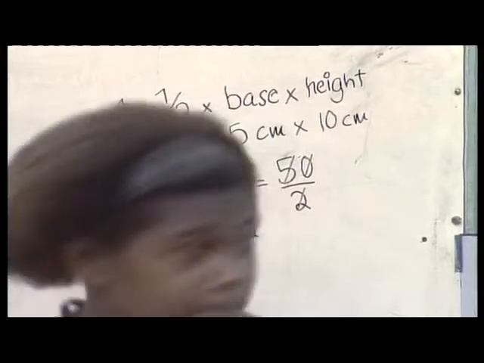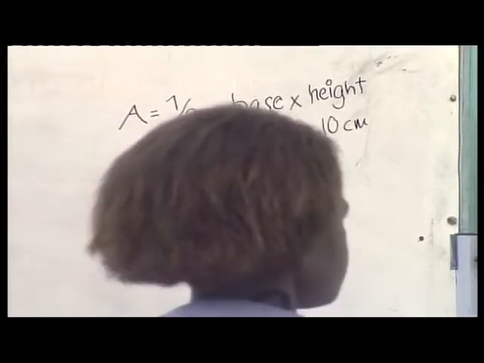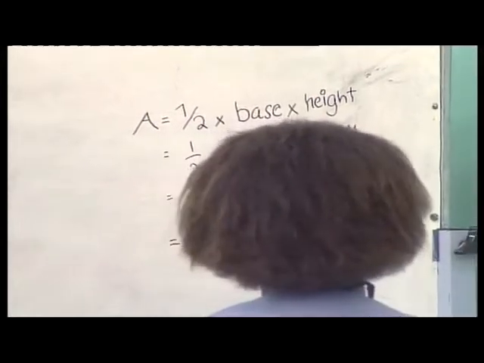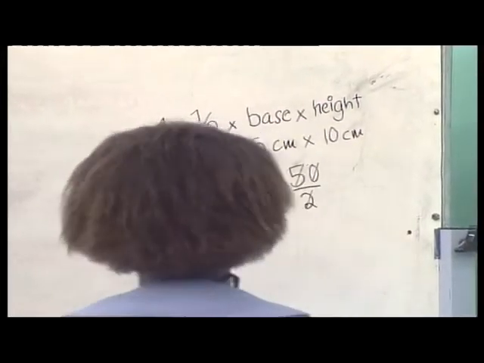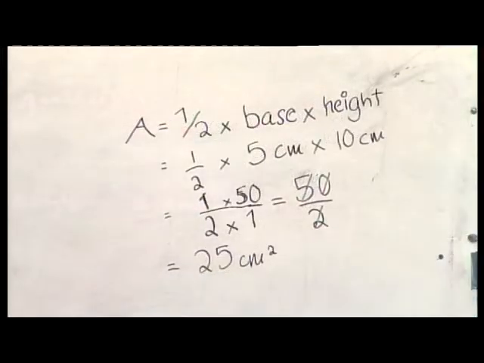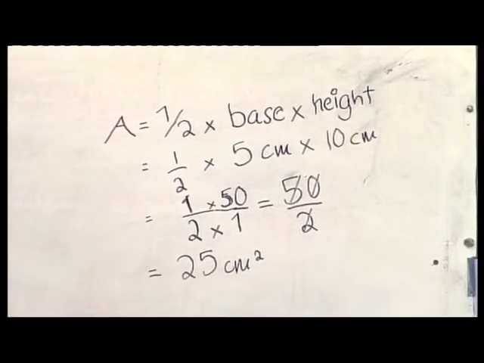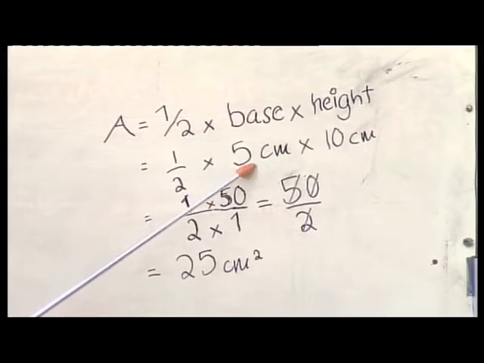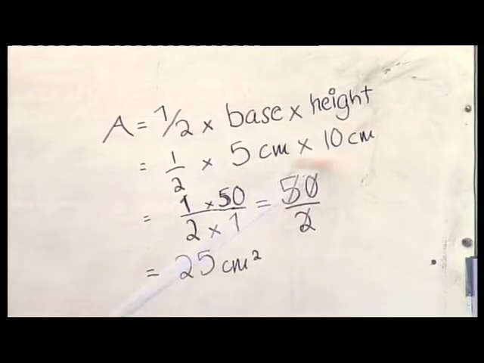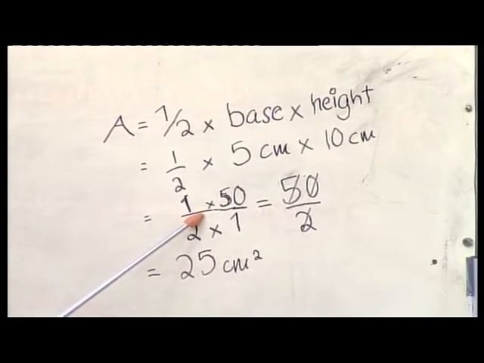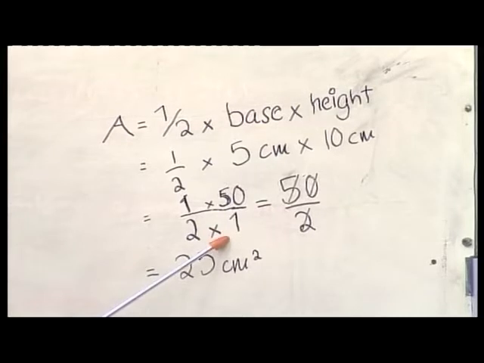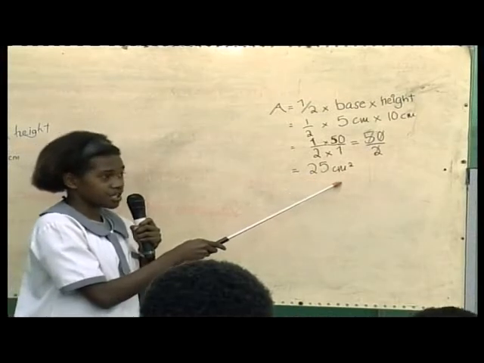Thank you, Lorraine. Can you go through what you have written on the whiteboard just to give a clear picture to our friends of how you have come up with those numbers? The formula we used was area equals half times base times height, equals half times 5 centimeter times 10 centimeter, equals half times 50 over 1. My answer was 50 over 2, equals 25 cubic centimeter.